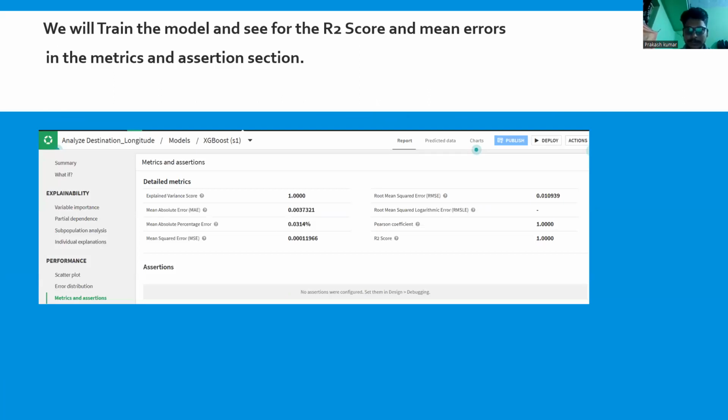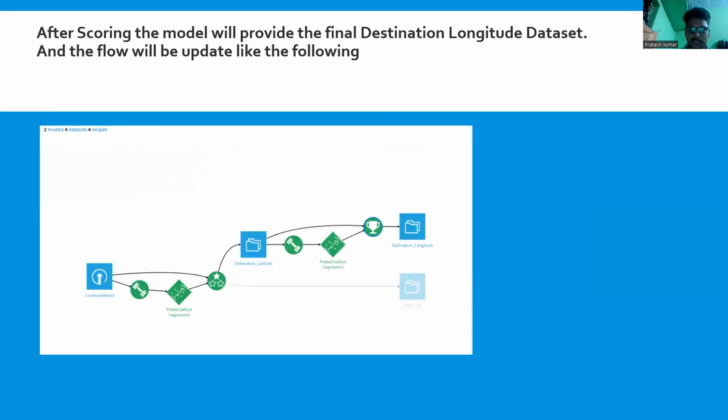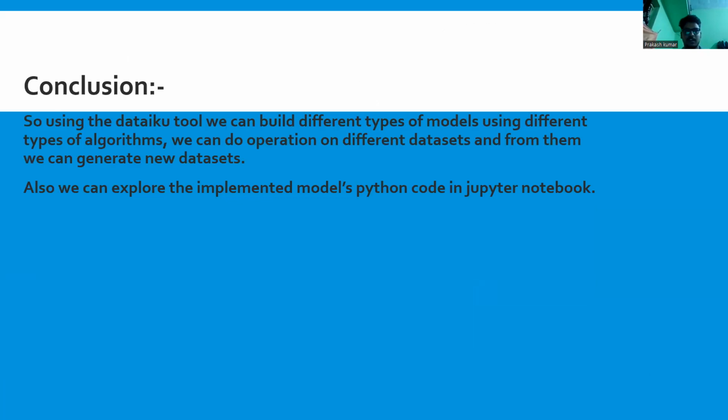Now we will train the model and see the accuracy and error in the metrics and assertion section. After scoring the model, after prediction, the flow will look like this at the end. So coming to the conclusion part, using the Data IQ tool, we can build different types of models using different types of algorithms. We can do operations on different data sets, and from them we can create new data sets. Also, we can export the Python code in the Jupyter notebook.